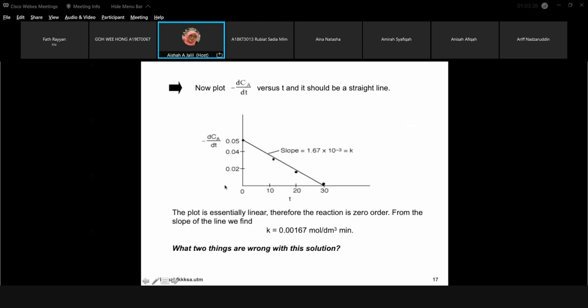Then what's wrong with this solution? They give a solution already. Now they plot the dCA over dt, they plot an ordinary graph. They get a straight line, and get 1.67 as the slope. Then what the k is, they did not say. Okay, the plot is essentially linear, therefore the reaction is zero order, they said. From the slope of the line we can find, they calculate the k. What are the two things wrong with this solution?